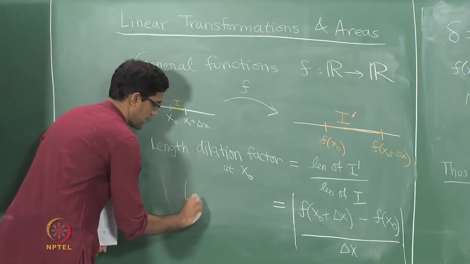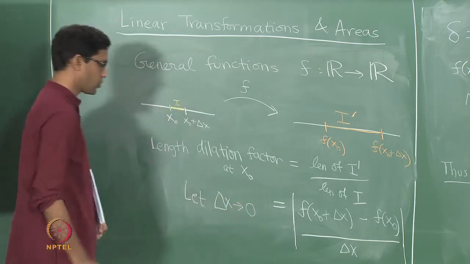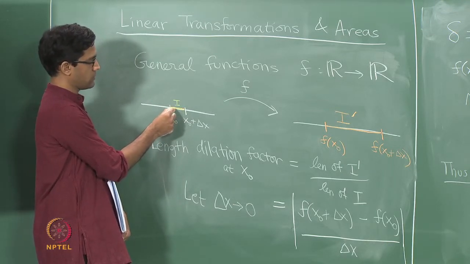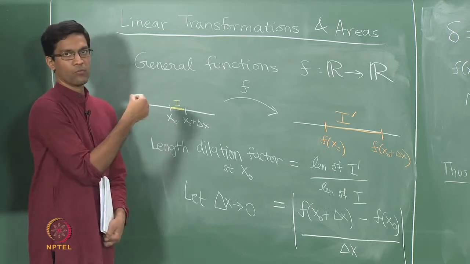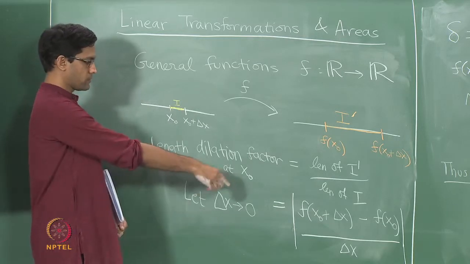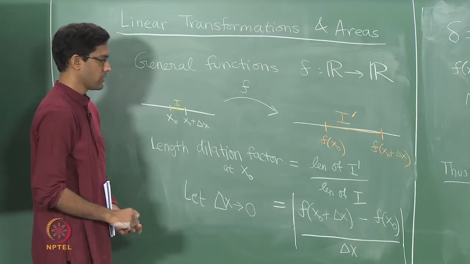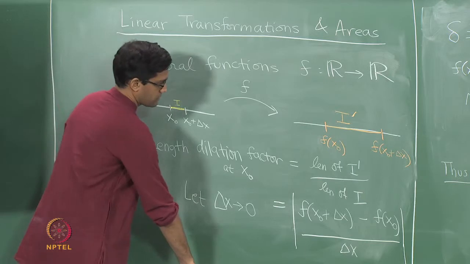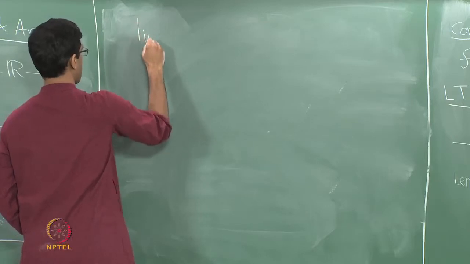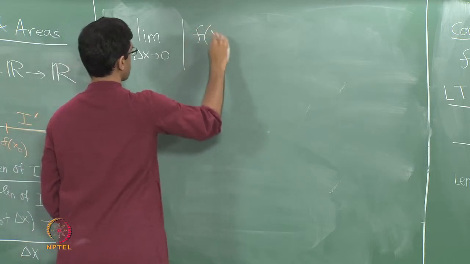So we now let delta x also approach 0. When you do this, what you are really doing is taking smaller and smaller intervals around x0 and asking by what factor their length is dilated by this function f. So we want to consider the limit of the right hand side as delta x goes to 0, and that limit, which should be familiar if you have seen this before, is just the derivative, the limit as delta x goes to 0 of this quotient.